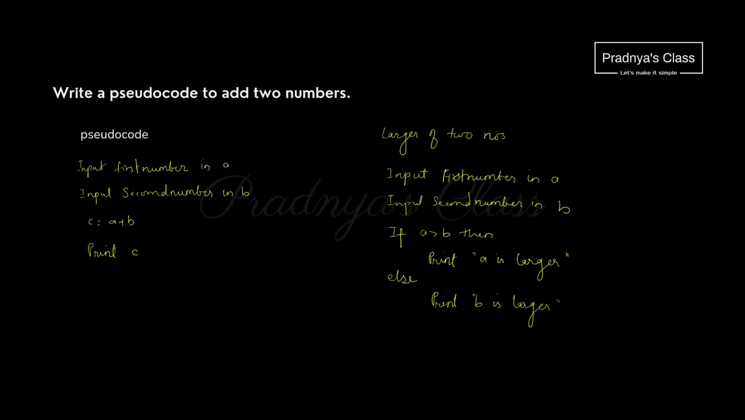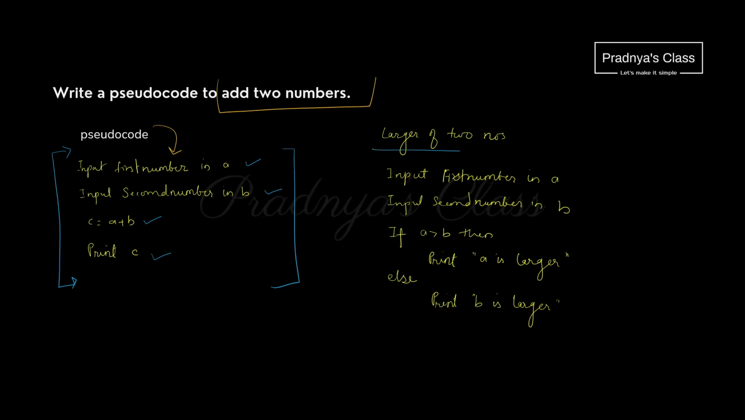Let's take one simple example. If I want to add two numbers, how can I write this pseudocode? I am writing the steps in plain English. You can write it in your own language too. I am taking the first number, I am taking the second number, we are adding them and we are printing it. You can see here there are no strict rules. I am not writing start, stop. I am just mentioning the steps in an informal way.